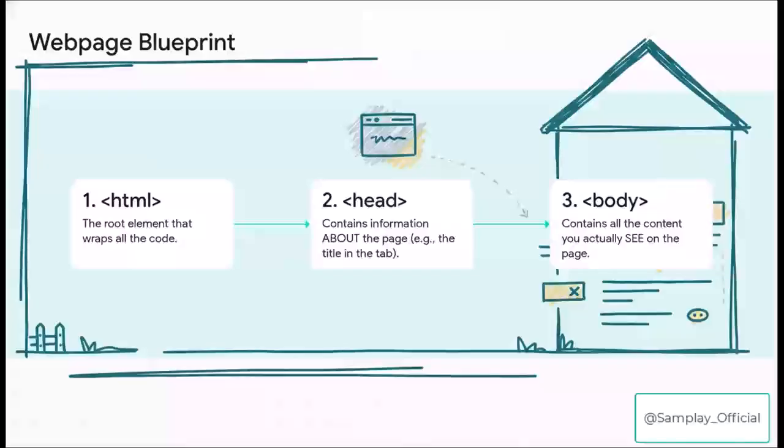Then, inside that, you've got two main areas. There's the head, which is full of info about the page for the browser, like the little title you see up in the browser tab. And then there's the body, and that's the main event. That's where all the stuff you actually see on the page lives. All the text, the images, you name it.